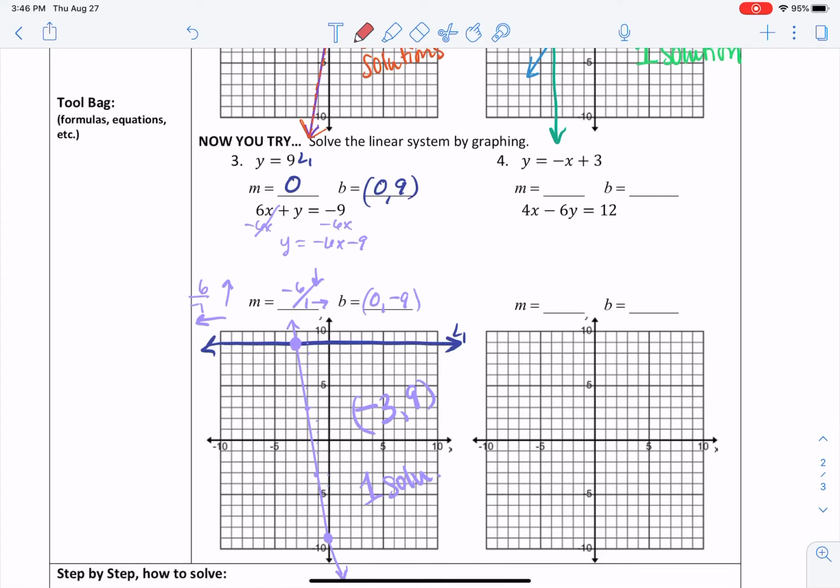The first equation is in slope-intercept form, so that one's not too bad. Oh wait, I forgot to substitute. So here's my point. I need to make sure it works. 6 times negative 3 plus 9 equals negative 9. Negative 18 plus 9 equals negative 9. Negative 9 is negative 9. That's true. And then when I put negative 3, 9 into this equation, does y equal 9? Yes, 9 equals 9. That's also true. So that's how I know that I've solved my system correctly.